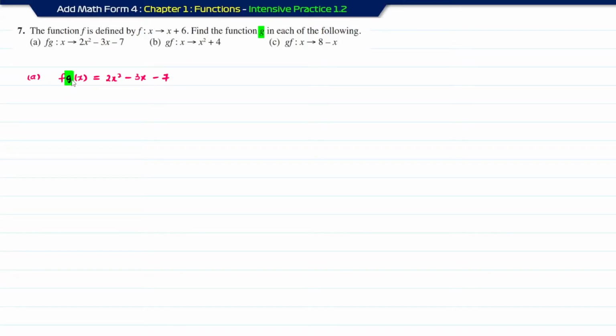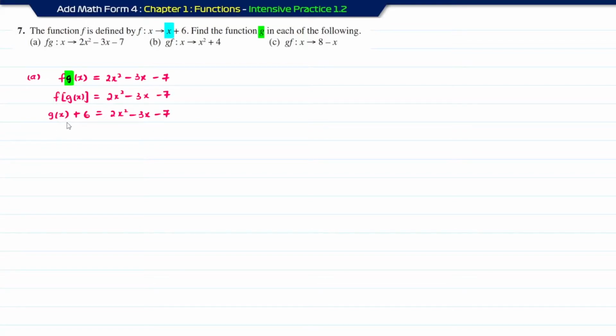So you can find g quite straightforwardly. fg is formed when you insert the function g into the function f, and then it gives you 2x squared minus 3x minus 7. We don't know what g is, but we know that we insert this function g into the x in our function f. So we substitute the x with g(x). So g(x) plus 6 equals 2x squared minus 3x minus 7.